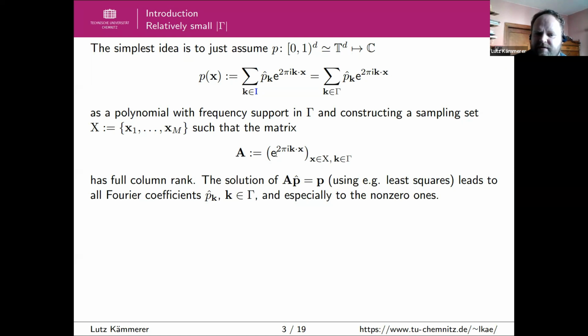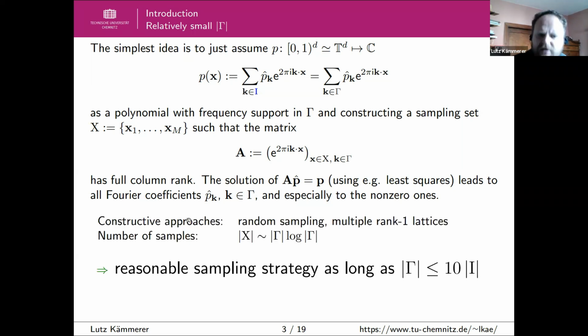Yeah, if this has full column rank, then you can use least squares, for example, and that leads to all the free coefficients, and clearly it leads to the non-zero ones, and then you sort out the zeros and you get this index. Okay, that's possible.